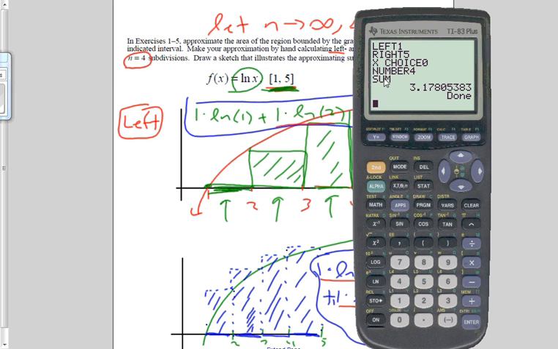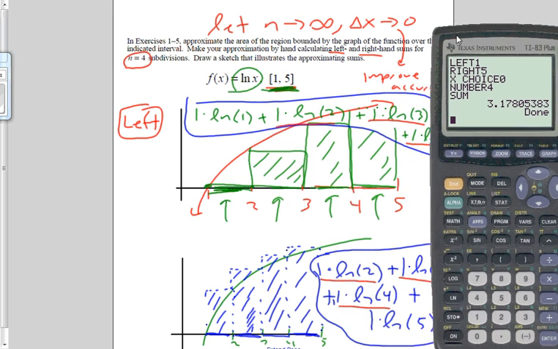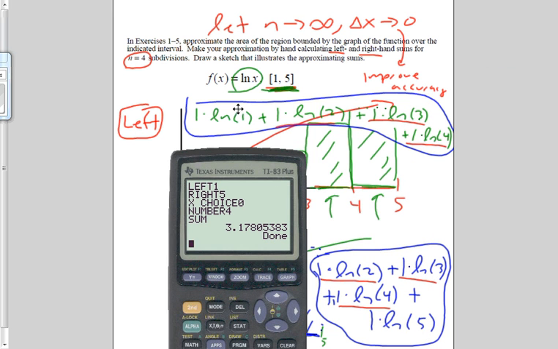And what it does so nicely is it kicks out the sum. It tells me that my area approximation is 3.178, and that's what I would get if I were to have added ln1 plus ln2 plus ln3 plus ln4.